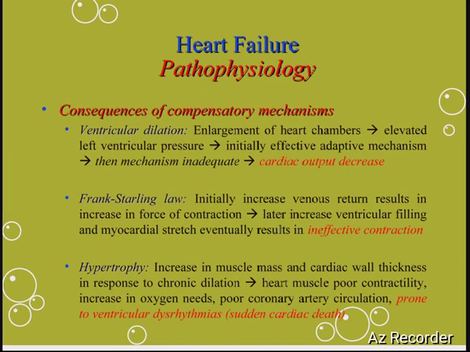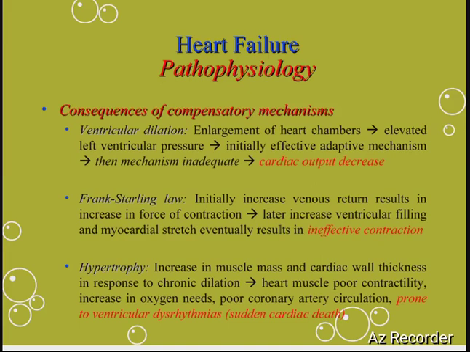Consequence of the compensating mechanism. Ventricular dilation, enlargement of the heart chambers, leads to elevated left ventricular pressure. Initially an effective adaptive mechanism, it then becomes inadequate and leads to a decrease in cardiac output. While speaking about the Frank-Starling law, this initially increases the venous return and results in an increase in the force of contraction. Later, increased ventricular filling and myocardial stretch eventually result in ineffective contraction.